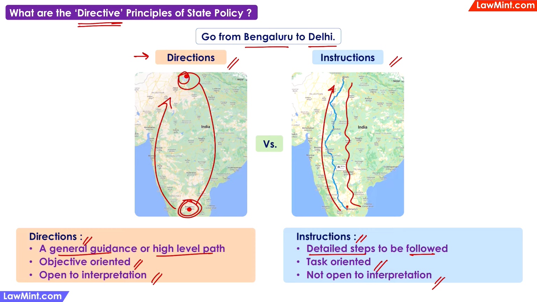So, Directive Principles of State Policy means that they are high-level directions that the state policy should follow. They are not precise instructions. They are just telling the government what should be the high-level goals or objectives of state policy, and they are not giving precise instructions on how to exactly achieve those objectives.